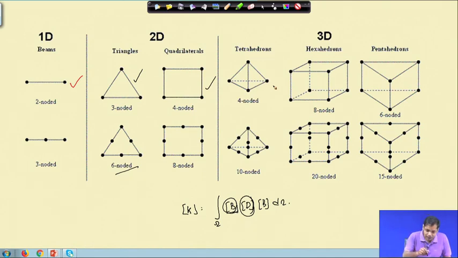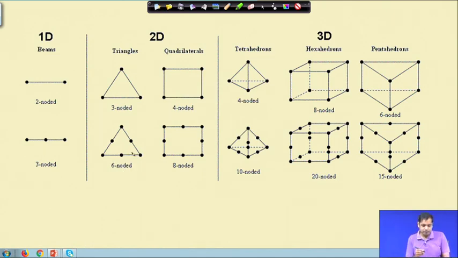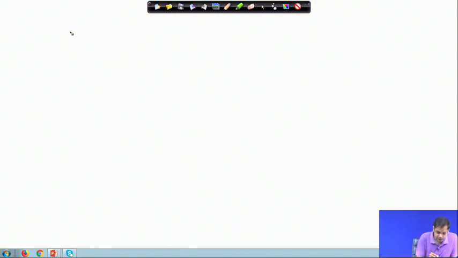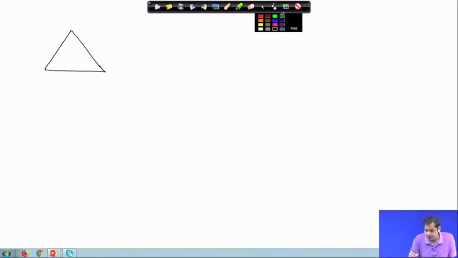Now, let us see if our element is a 6 noded element, then what will happen. If it is a 6 noded element, then draw a 6 noded triangle. Then we have these nodes. The process will be exactly the same. I am repeating this process just because.